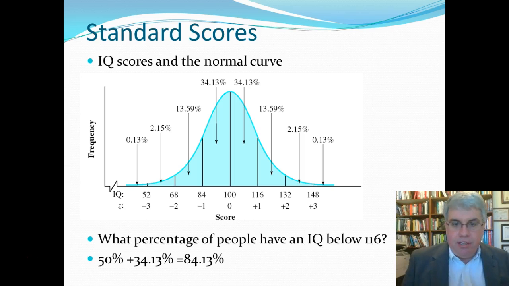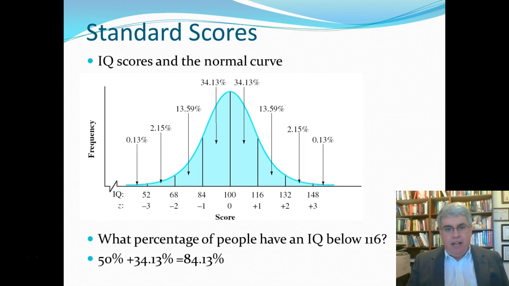Now let's go back to our IQ example here and start looking at how we can start doing some calculations with the IQ, with the normal distribution. So we might want to ask, what percentage of people have an IQ below 116? Well, we know 50% of the curve is on this side, and there's 34.13% here. So it turns out that 84.13% of the people have an IQ of about 116 or below.